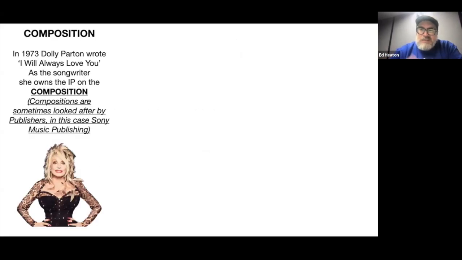So just to make that clear in a working process, the composition, the song. In 1973, Dolly Parton wrote "I Will Always Love You." As a songwriter, she owns the IP, the intellectual property, on the composition. She owns that song because she wrote it. Compositions are sometimes looked after by publishers, which are companies who look after that. We'll go into those in a bit. In this case, Sony Music Publishing looks after the rights, certainly in the UK, according to the PRS database.